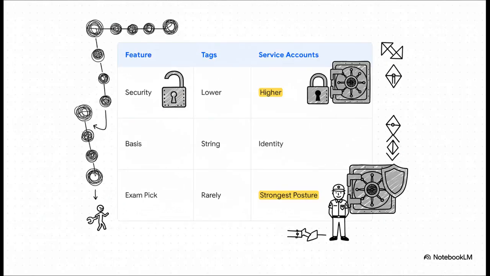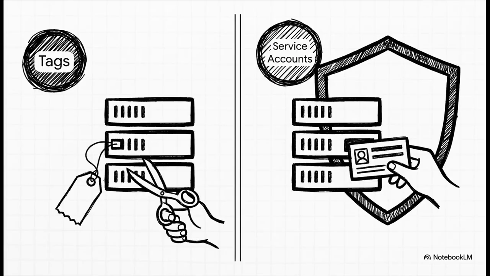Now, let's hit another topic that comes up on the exam all the time: how you target your rules. You've got two main options: simple string-based tags or IAM service accounts. Now, tags are easy, but they're just text labels. Anybody with the right permissions on that instance can change them. Service accounts, on the other hand, are a true cryptographic identity. They're tied to the VM, and they are way more secure and a lot harder to mess with. So here's the bottom line. This is crucial.